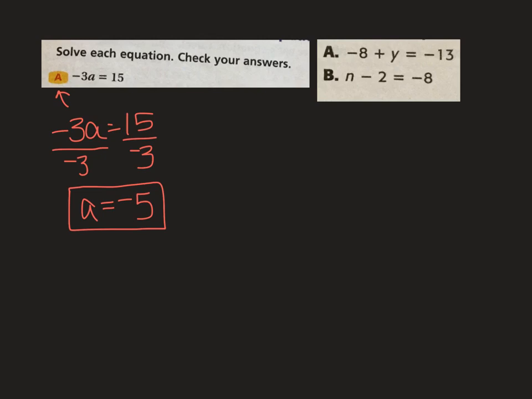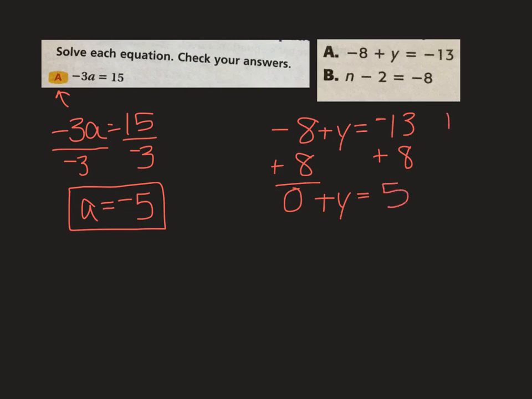I threw a bunch of problems on here so we can do a bunch of examples and get through it quicker. Here I have negative 8 plus y equals negative 13. So I need to add 8 to both sides. That's going to get me 0 plus y equals... if the signs are the same, find the sum. They're not, they're different, so I need to find the difference. 13 minus 8 is 5. My negative number is larger, so it's going to be negative 5 for y. Y equals negative 5.